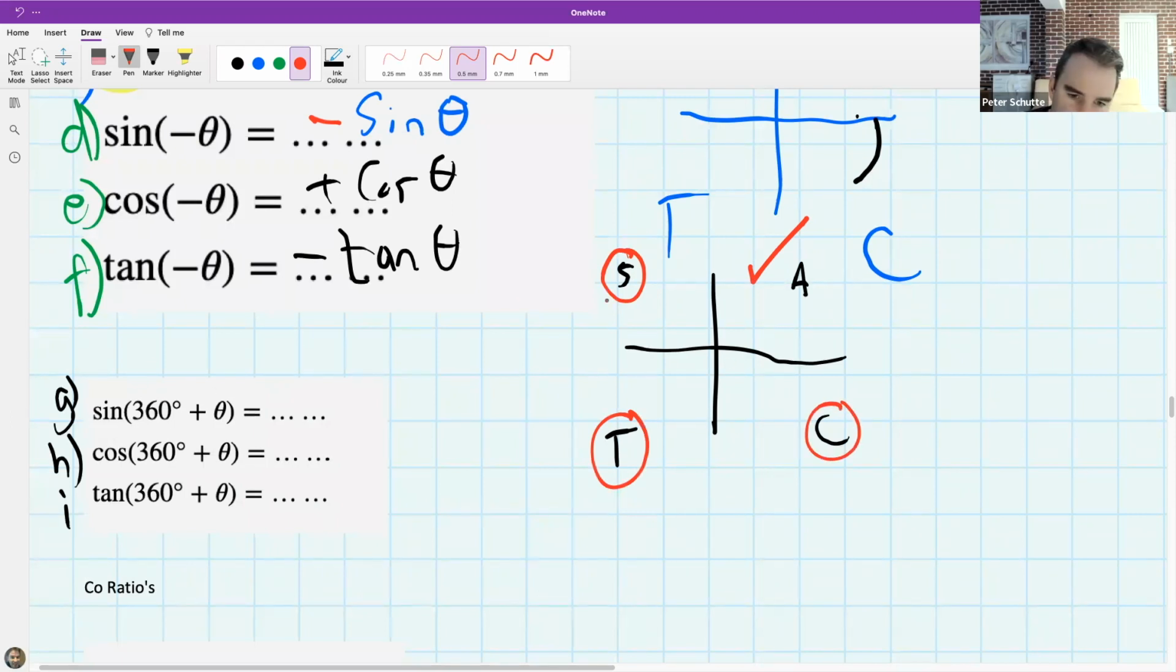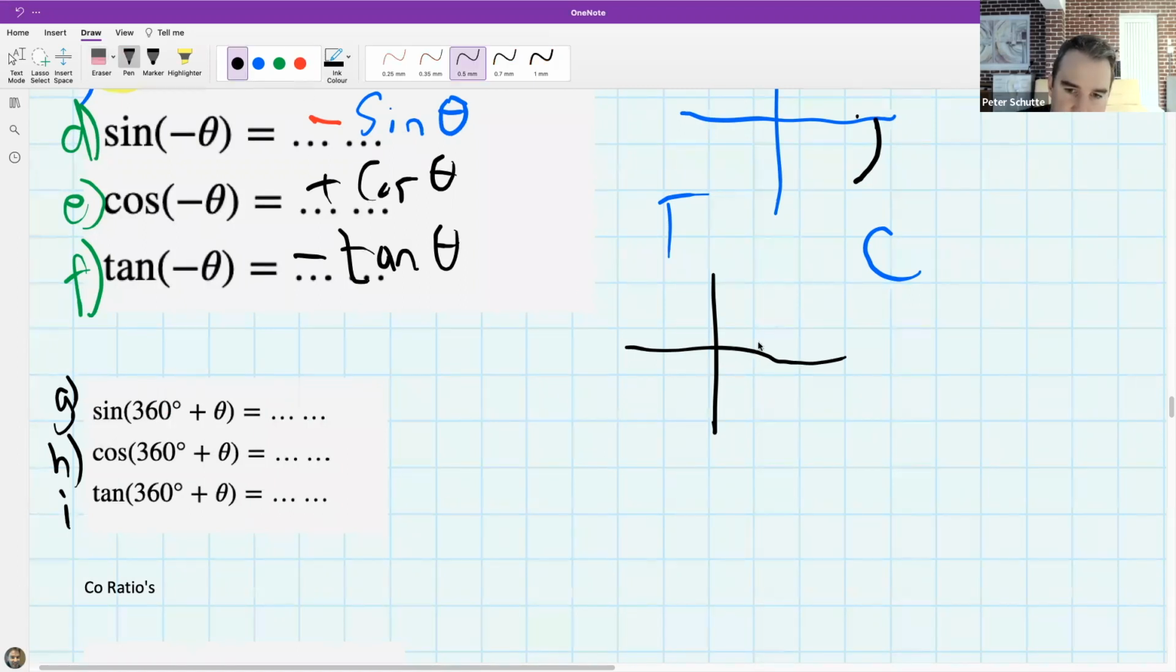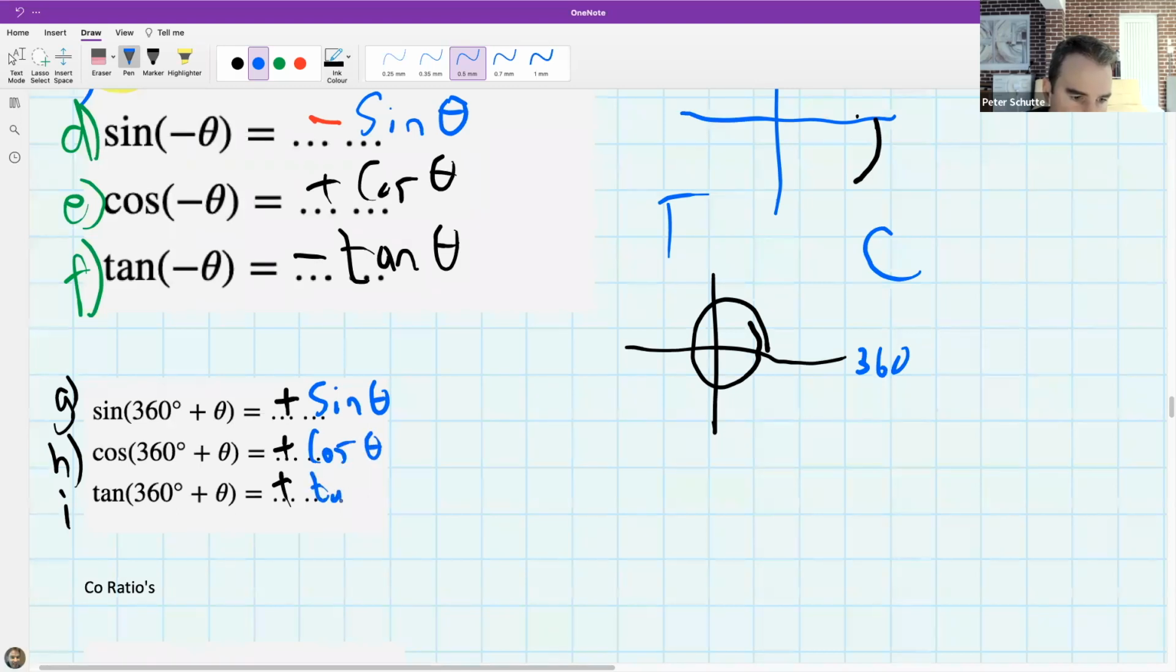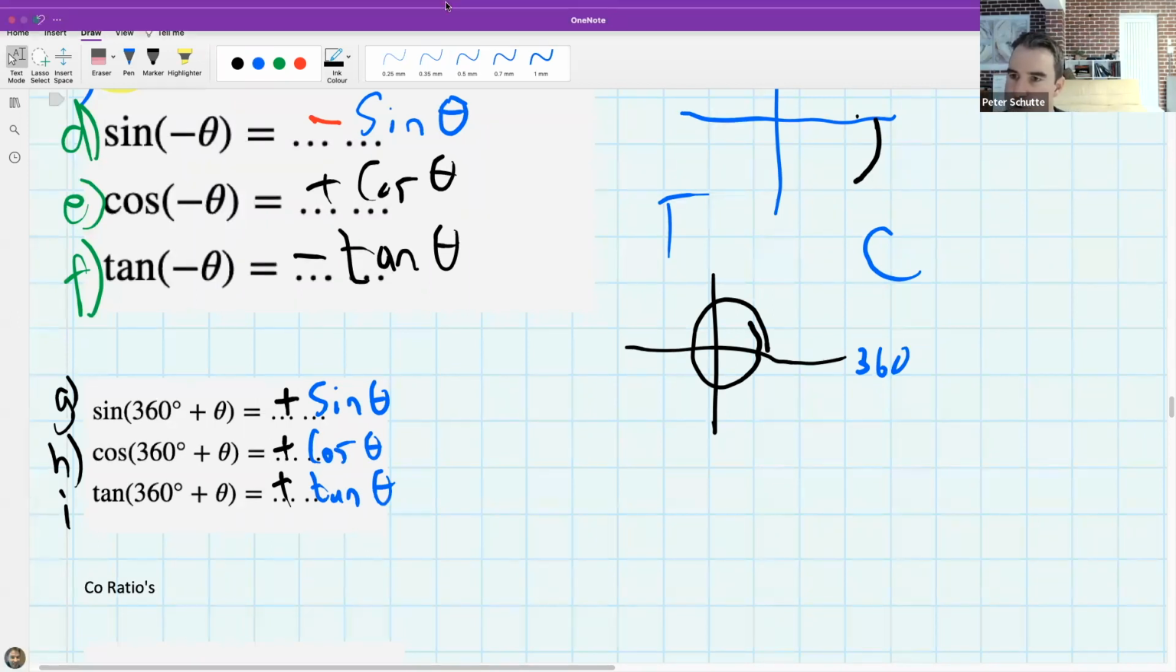So since this is 360 plus theta, this is actually going to be in quadrant 1 for all of them, because 360 goes here, and then you add theta to get here. So everything is going to be positive in this quadrant. Now, since one of the horizontals is 360, 360 plus theta is just going to be theta away. And so these answers are going to just be like that. But that was actually not too bad.